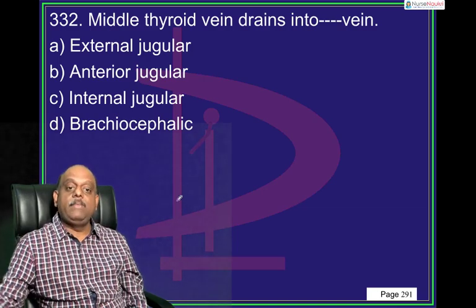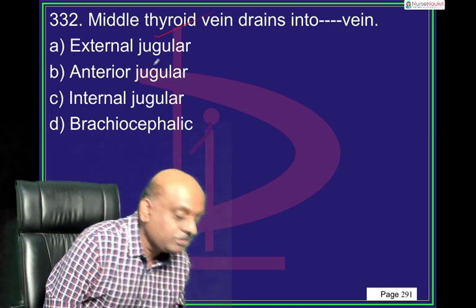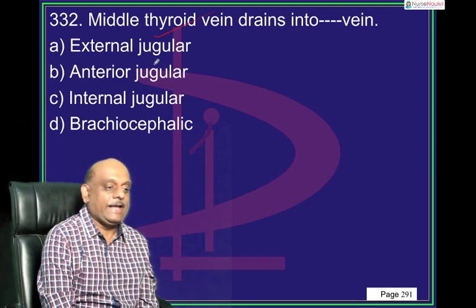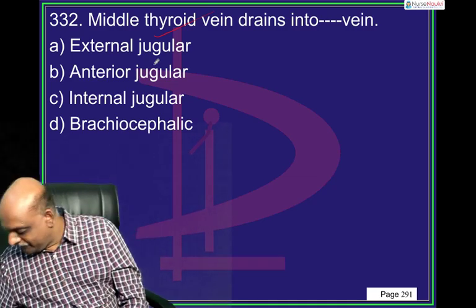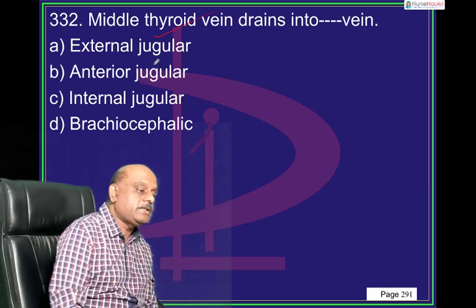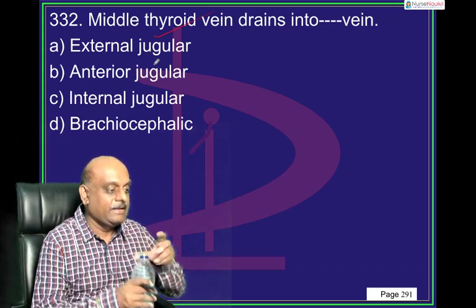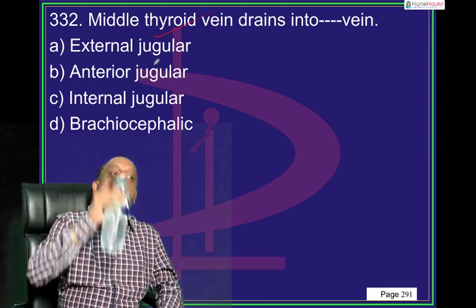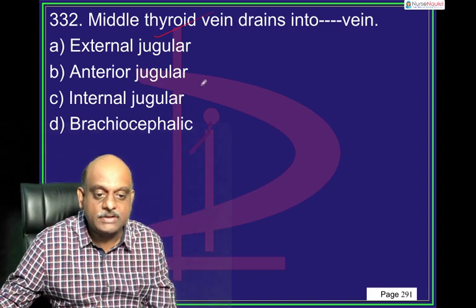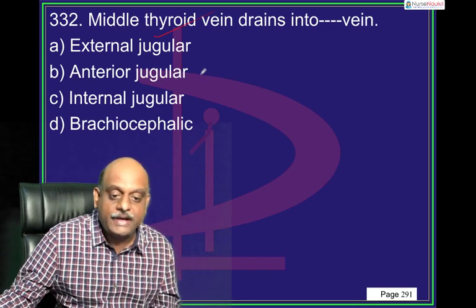Now doctor, middle thyroid vein, where does it drain into? Question number 332. I like to know what is the answer of all you guys. Come on, click the answer. What the middle thyroid vein, where does it drain into is the favorite question of the examiner. Punch your answer, doctor. Middle thyroid vein. Very good. Rituraj is saying internal jugular.